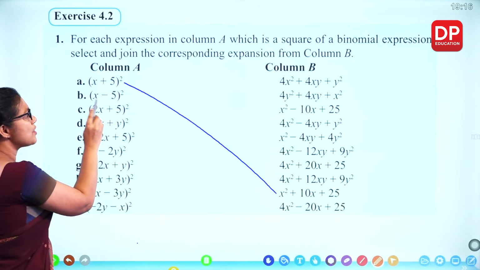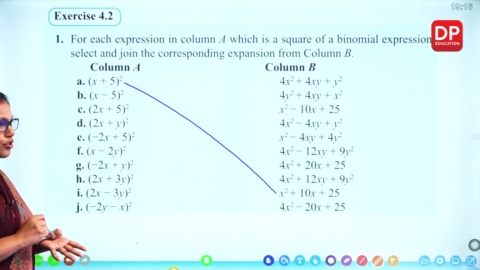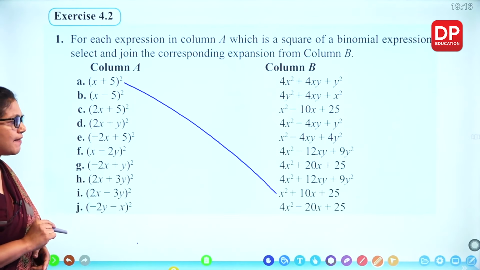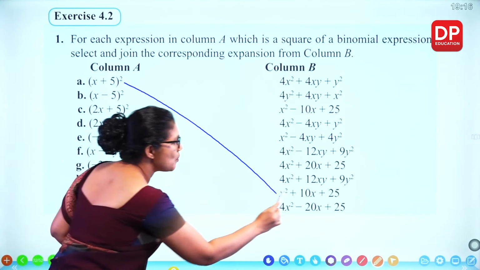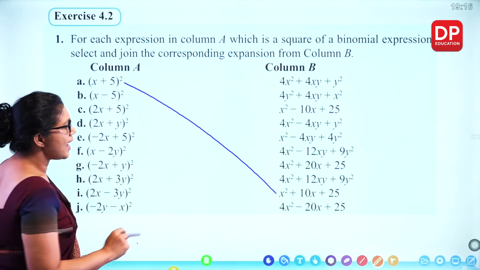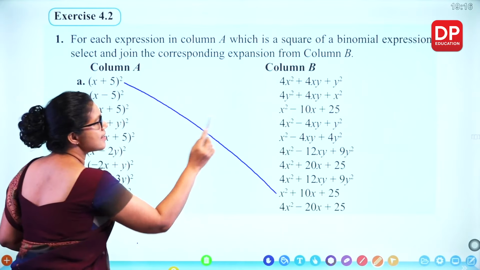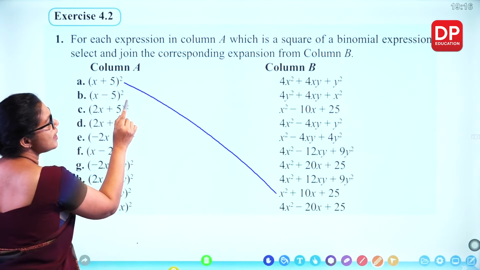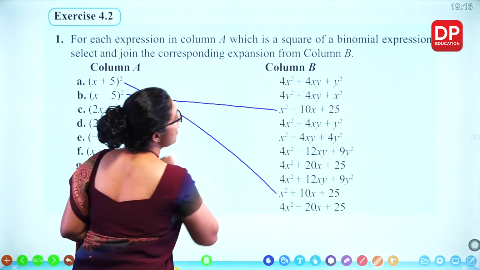Next one, same term. So that means you should get x squared and 25. But the middle term is negative. So same terms with the negative sign you are getting. Now can you find out that this is the answer? Same these two terms with a negative sign. So here you need to combine these two.